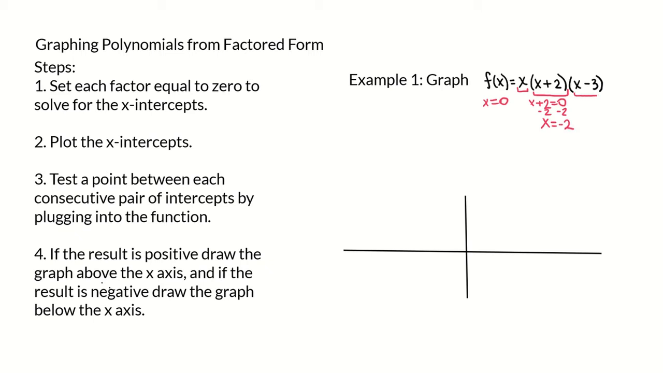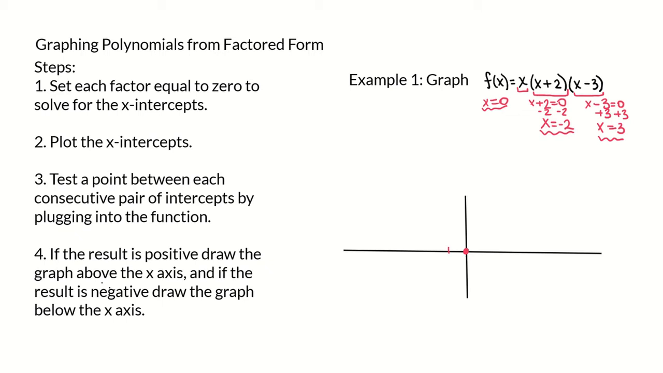And the last factor is x minus 3. Set that equal to 0, and to solve for x, we would add 3 to both sides. So we get x equals 3. So our three x-intercepts are x equals 0, x equals negative 2, and x equals 3. Step 2 is to plot those x-intercepts.